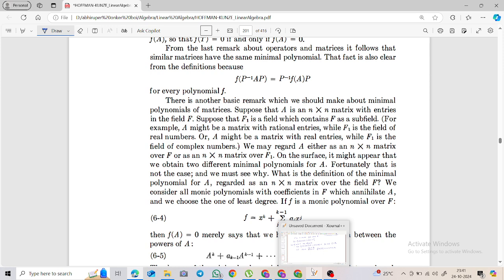Sir, after doing the solutions of Hoffman Kunze, is there any need to do any other book? I don't think so. Hoffman Kunze is the Bible, okay? Like Rudin is the Bible for real analysis. Yes, sir.